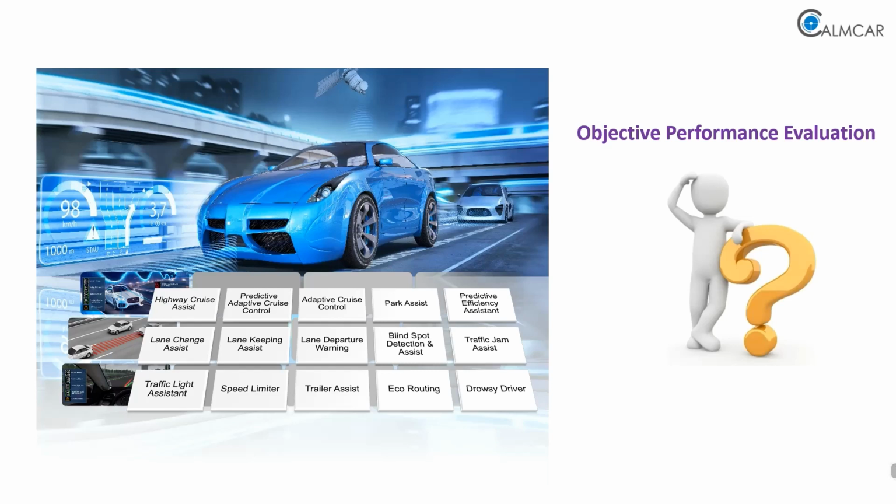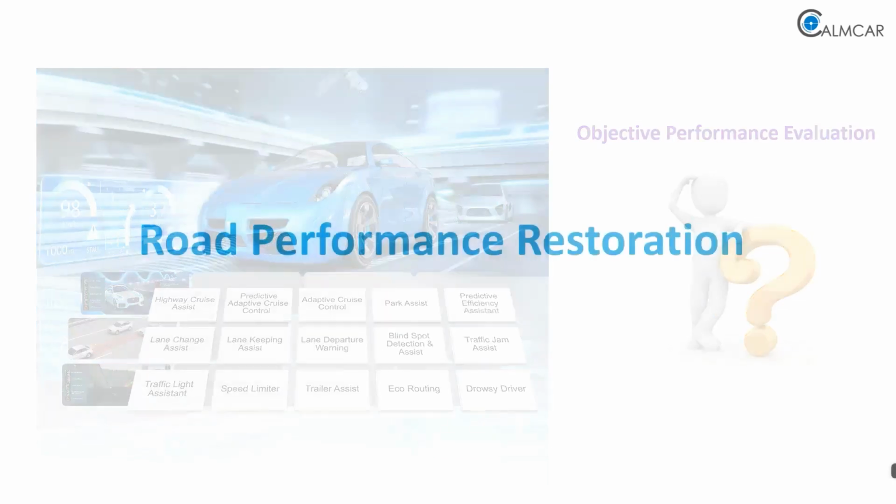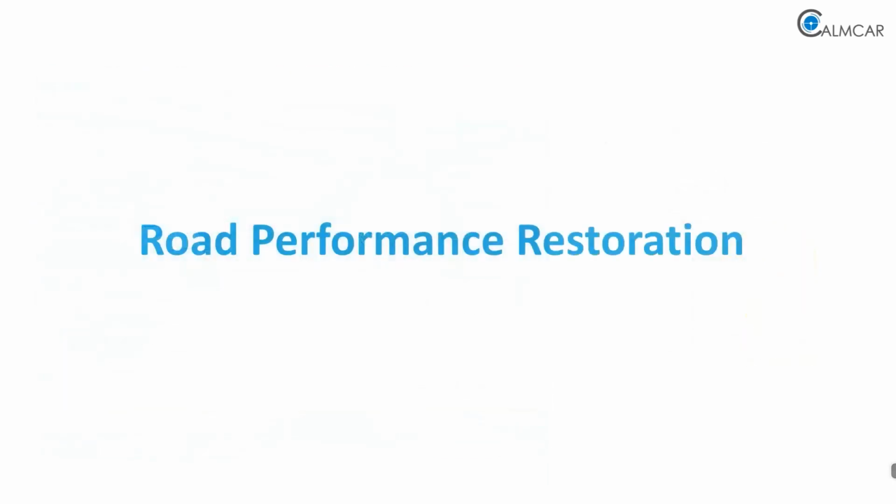For example, if the lane departure warning function doesn't correlate well with the driver's human perception, we want to know how the camera was seeing the actual landmarks on the highway and what was the difference between the machine's view and a human's view at that particular time. In today's video, we will discuss two effective technical solutions to address this challenge. Solution number one is so-called road performance restoration.